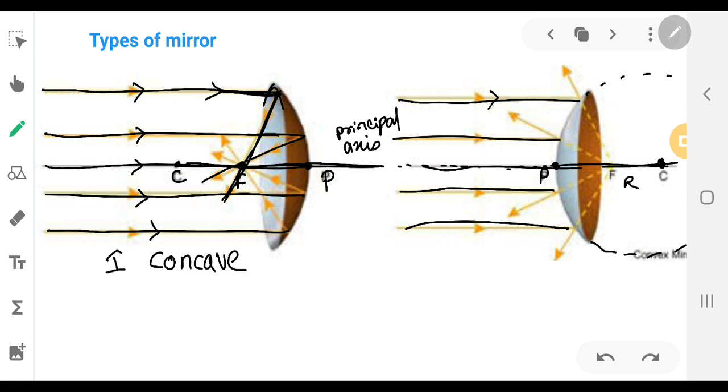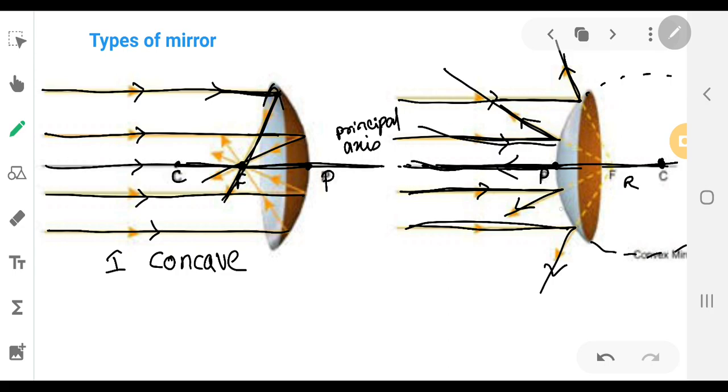The first ray hits the surface and reflects like this. Second ray reflects. Third ray reflects. Fourth one reflects like this. Fifth ray reflects like this. Now look at these reflected rays. All are moving apart from each other. They are diverging. They never meet at all.